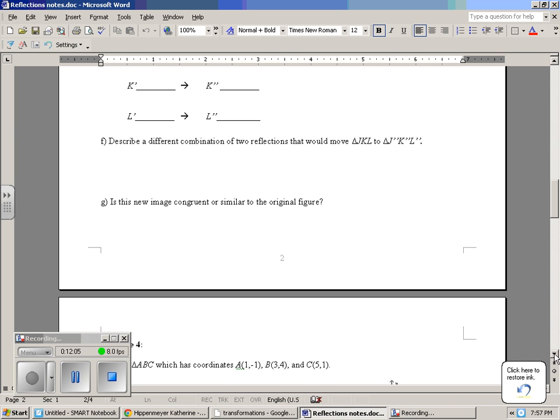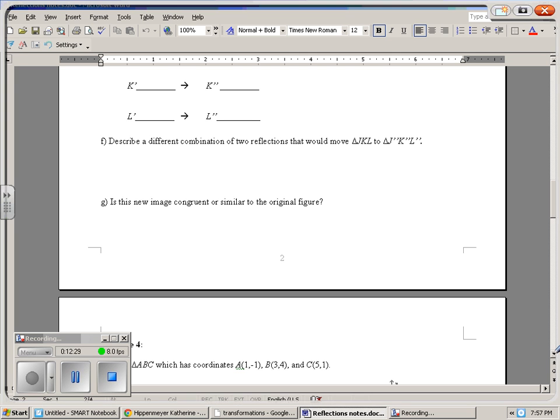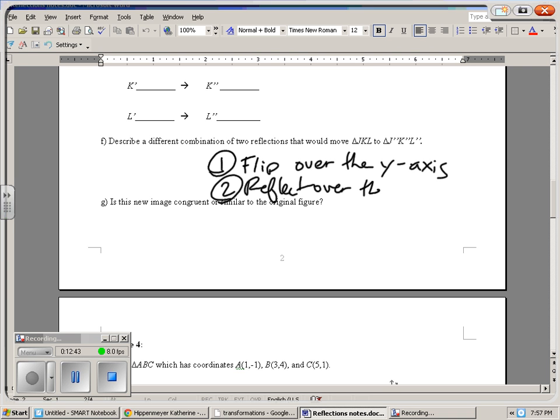And then it says, describe a different combination of two reflections that would move triangle JKL to triangle JKL double prime. Take a second, think about it, and then start the video again. All right, so now that you're starting the video again, you should have just seen that instead of flipping it over the x-axis and then the y-axis, what you could have done is flipped it over the y-axis first and then the x-axis, and you get it to be in the same place. So just put the order as different. So you flip or reflect over the y-axis, and then second, you reflect over the x-axis.